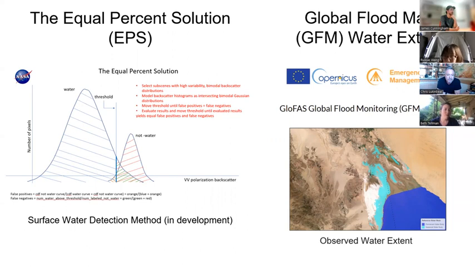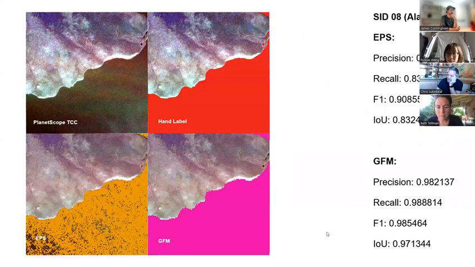And another one that we use for comparison is the Global Flood Map, water extent, which I will call GFM. Both of them are based on Sentinel-1. I'm going to show a couple of examples comparing the hand labels with the results of these two methods. So first is the open water area.